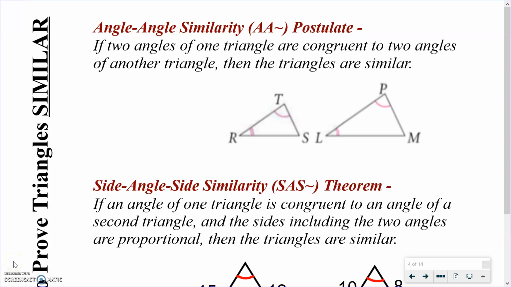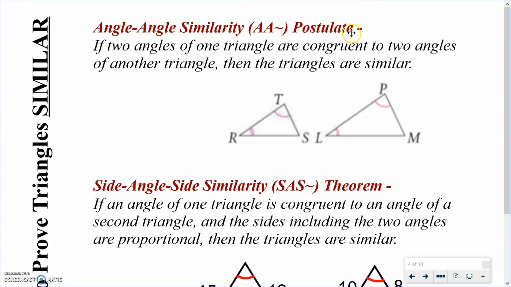Last week we talked about similar polygons and what makes them similar: all of the sides are proportional and all of the angles are the same. So we're going to take that a step farther with triangles, and talk about ways to prove triangles are similar without having to prove all of the sides are proportional and all the angles are congruent. There's a couple different ways we can do that.